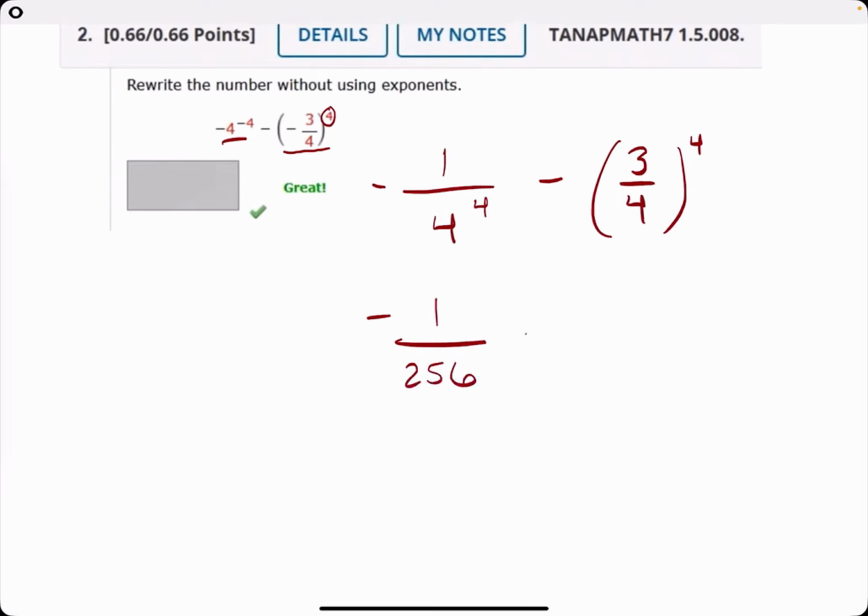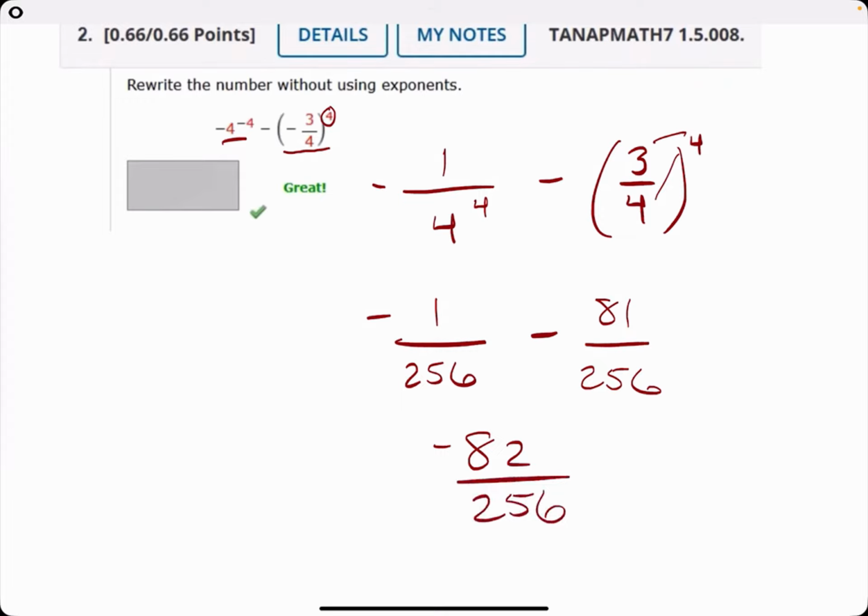256. So we have negative 1 over 256, and then minus 3 to the 4, which is 81, over 4 to the 4, which we just found out was 256. So negative 1 minus 81 is negative 82. We leave that over 256.